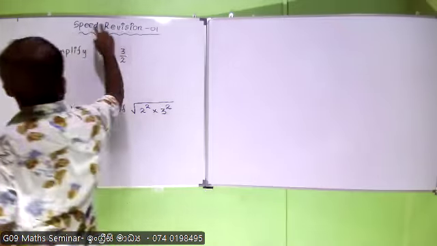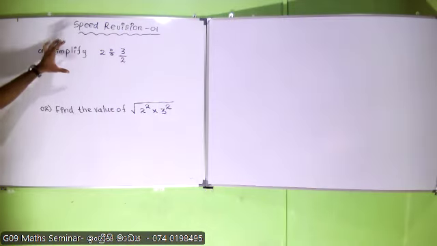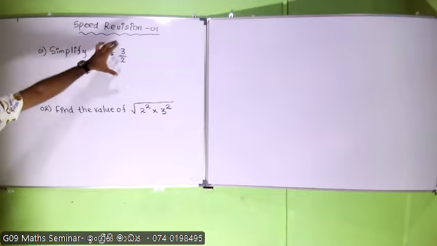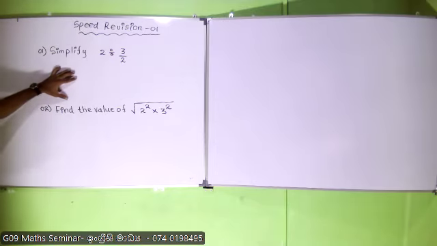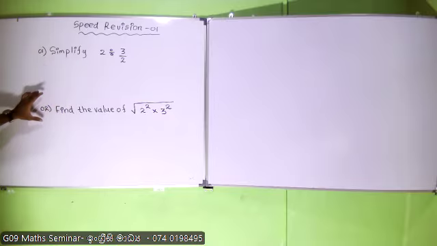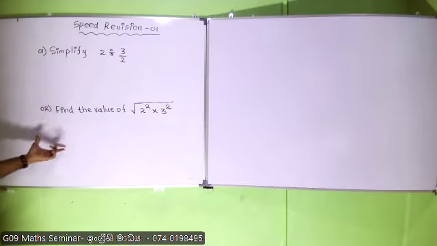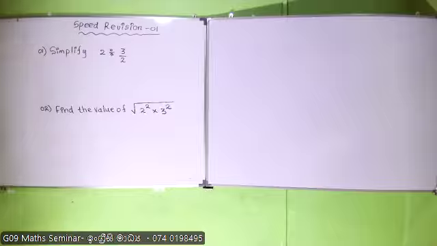So the speed revision number 1. First question is this, second question is this. Write the question and you have to provide the answer at the same time. Find the value of this one, and write the answer at the same time. Then I will draw the other one as well.